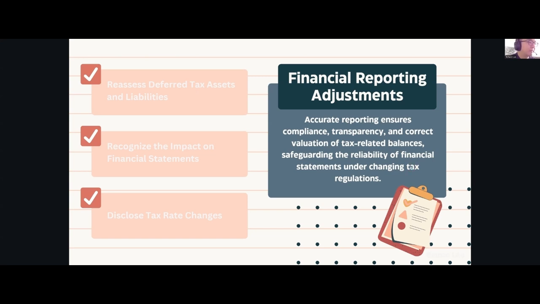Second is to recognize the impact on financial statements. Changes in DTAs, DTLs, and current tax expenses need to be reflected in the profit or loss statement. If applicable, adjustments to equity should also be made. Third is to disclose tax rate changes. Transparent disclosures about the nature and impact of the changes are crucial. This helps stakeholders understand how the new rates affect the company's financial position and performance.